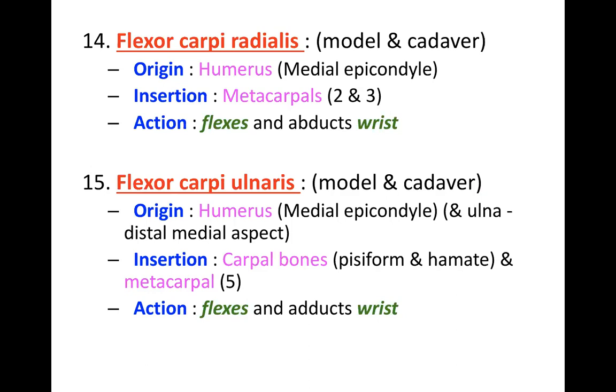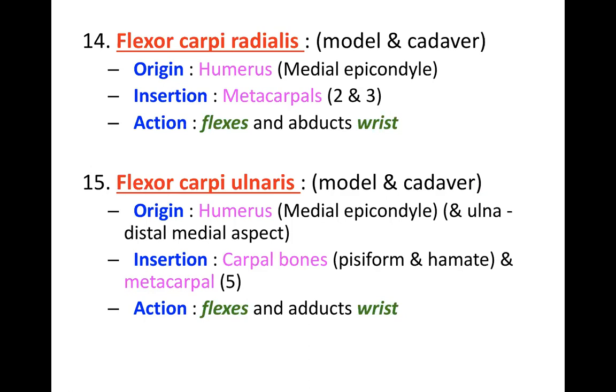We have flexor carpi radialis and flexor carpi ulnaris. Flexor carpi radialis is going to be originating off of the humerus, again on that medial epicondyle, and it's inserting onto the two metacarpal bones in the hand. That's going to be 2 and 3, so just inside of the thumb. And again, it's going to give us a nice wrist flexion. Because it's sitting more laterally in the hand, we also get a little bit of abduction.